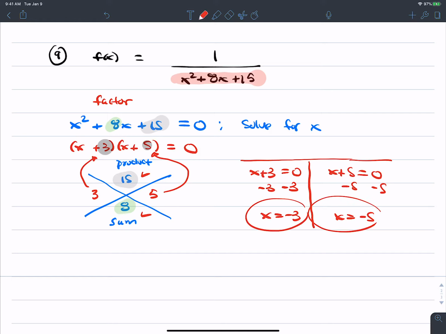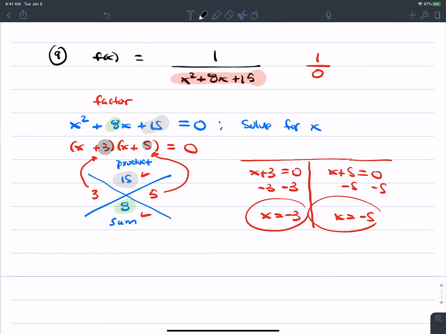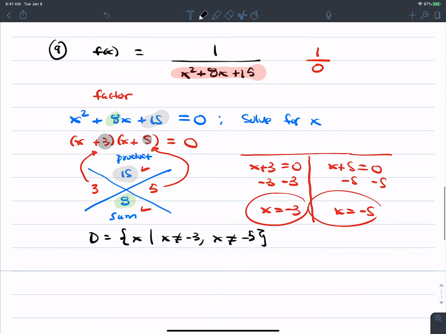Now, this is the location of our rocks. These are the values of x that will make our fraction undefined. They'll make this 1 over 0. And that's what we can't have. So just throw them out. So your domain will be set of all real numbers x such that x could not be negative 3 and x could not be negative 5. This is the location of your rocks here. We throw those values out. So your domain will work for any other number but these values. It's number 9.